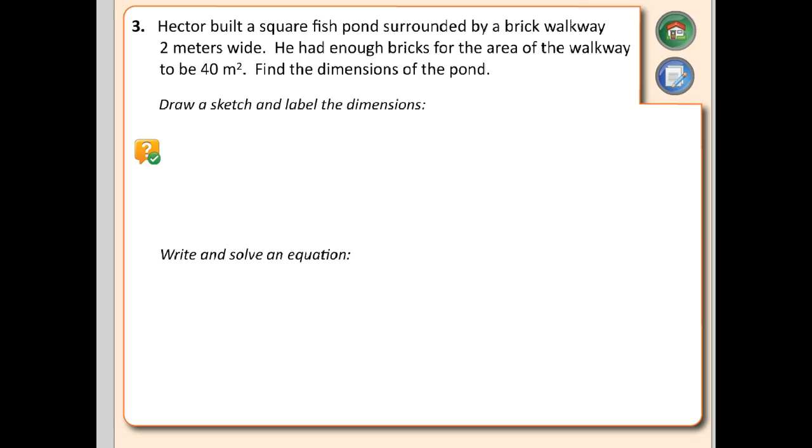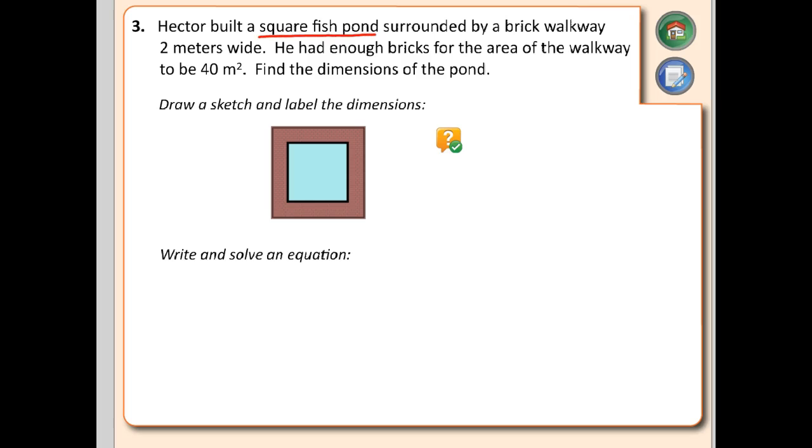Now remember, I like for you to draw pictures because a picture's worth 1,000 words. So here's my picture. I've got my pond in the middle, and I've got my brick wall around. Remember it says we've got a square fish pond. If I look at the blue part, which signifies the water in the pond, if it's a square, how do I find the area of that? Yeah, it's going to be S times S.